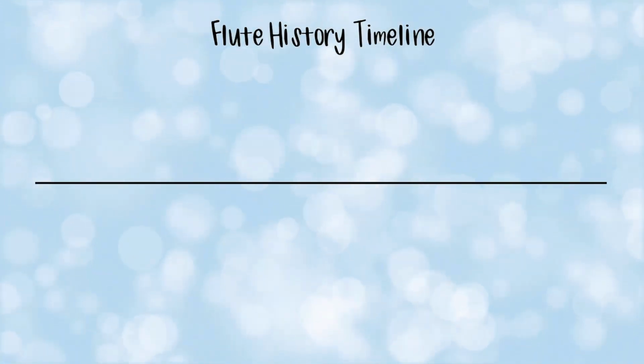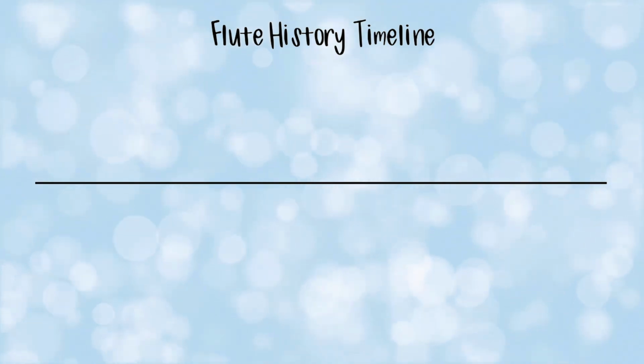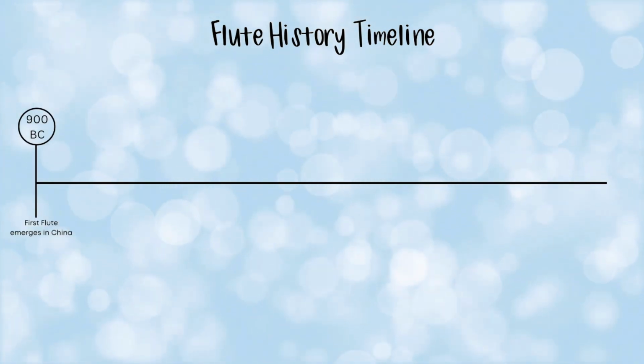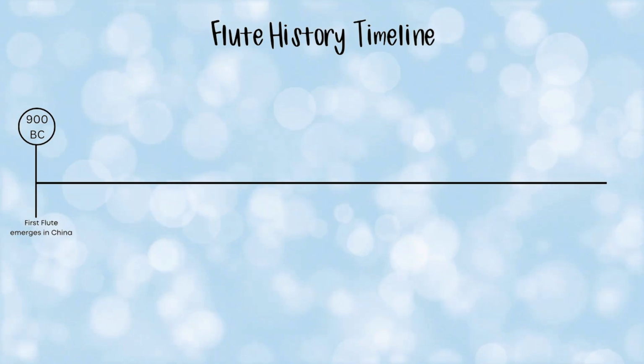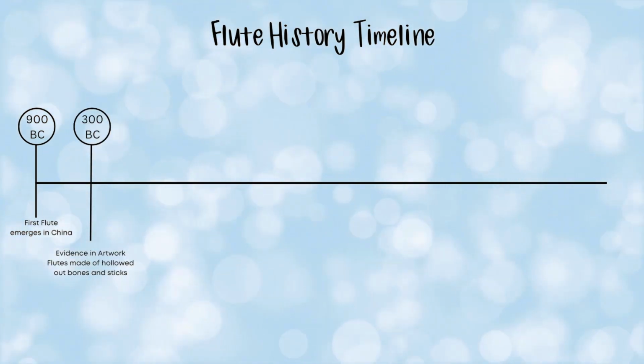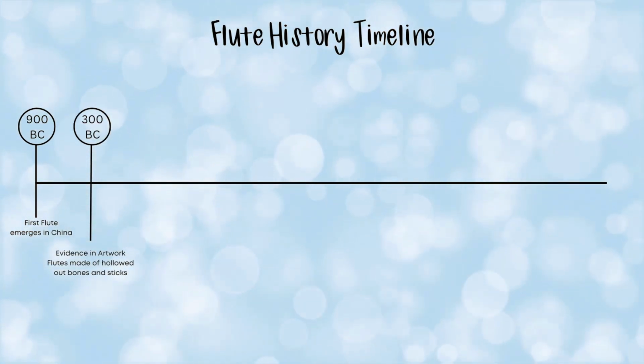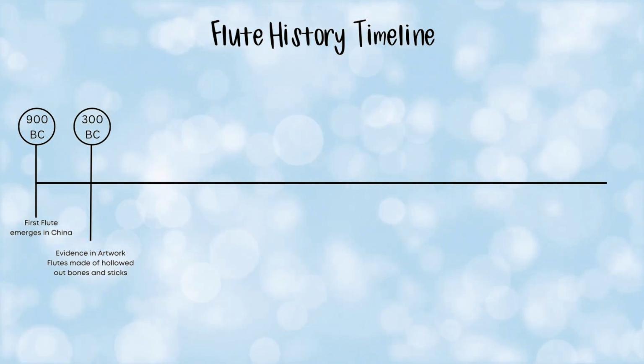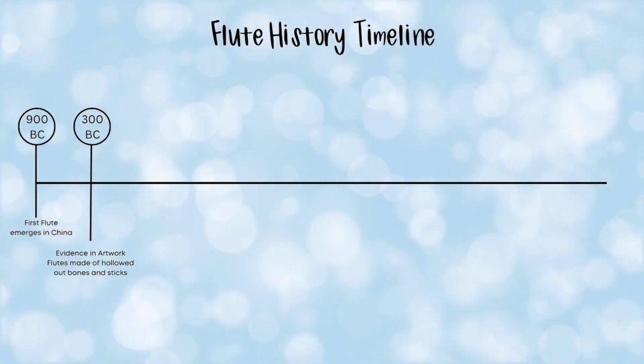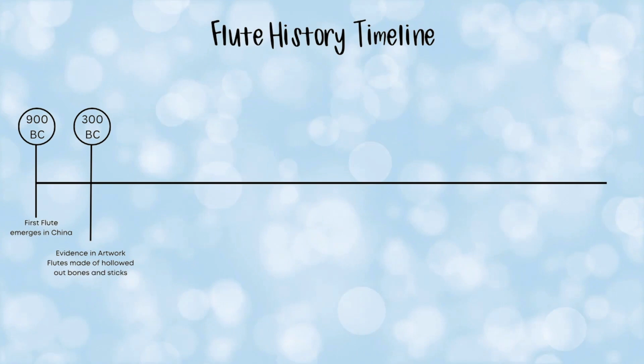We already talked about 900 BC, so I'm going to throw that on there here. Now, next we have the 300 BC, which is where evidence and artwork was discovered containing flutes made of hollowed out bones and sticks. Typically, these were used for hunting and magical rituals.